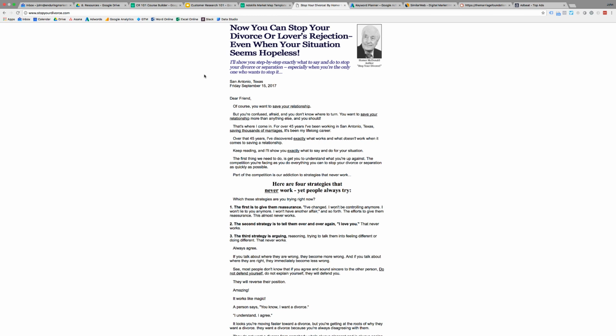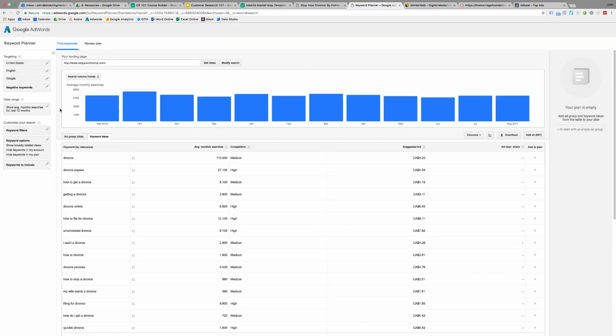So that's who we're going after. We just want to build an understanding of this market so we can figure out how to position our ads and what our strategy needs to be. The first thing I do is come into my keyword planner, enter the domain of our offer, and see the keywords that are associated with it. As we can see down here, the top keywords: divorce, divorce papers, how to get a divorce. This is something we want to look at to see our competition.